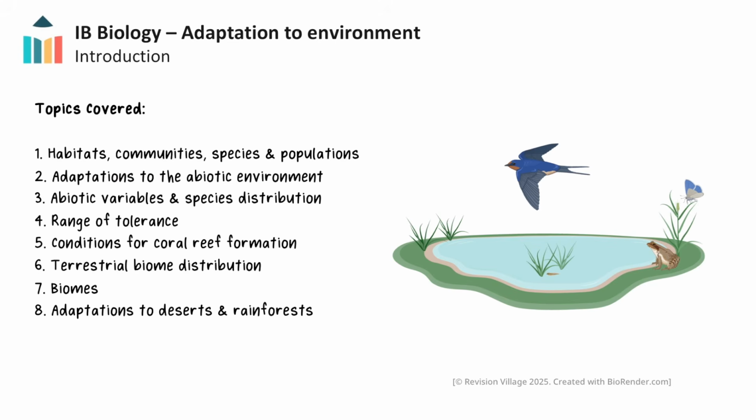environment. Next, we will look at how abiotic variables can affect species distribution and how this can lead to a range of tolerance. The conditions for coral reef formation will then be discussed before we take a closer look at biomes and their distribution. Finally, we will look at how organisms can adapt to environments such as deserts and rainforests.